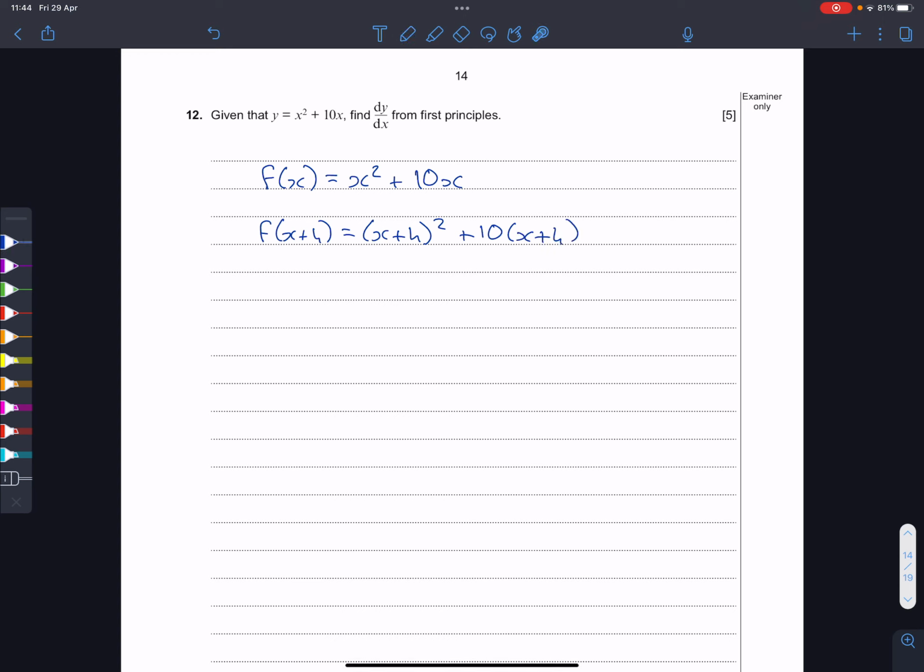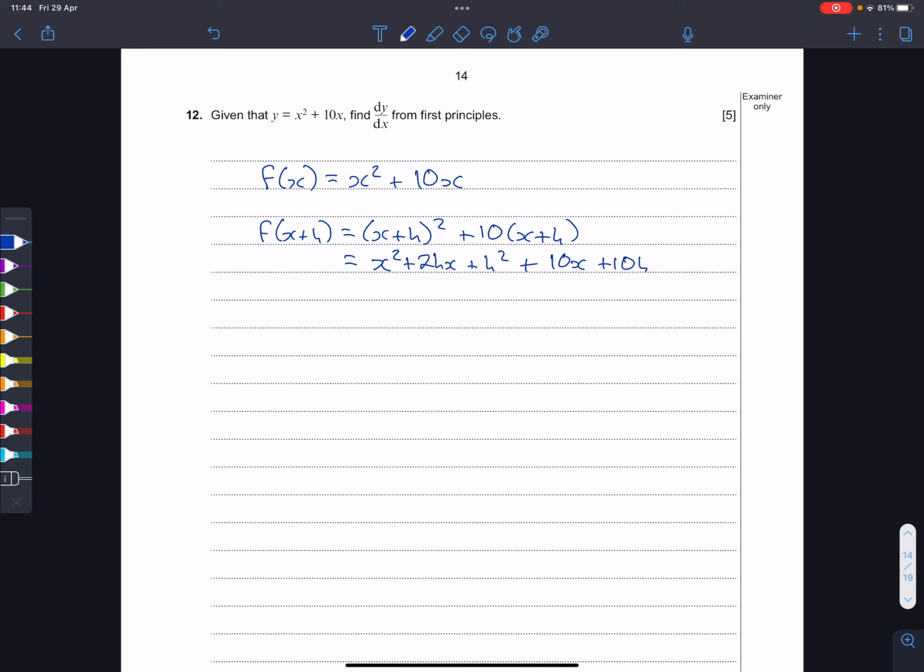So all I've done there is I've adjusted, instead of putting x in and squaring x and adding 10 of the x, I'm putting something else in. So I'm squaring that and adding 10 of that. So I can simplify this. x plus h all squared is a common expansion to know. It's x squared plus 2hx plus h squared. You could sit there and work out that expansion every time, but it's much faster to learn it and go straight to it. So plus 10x plus 10h.